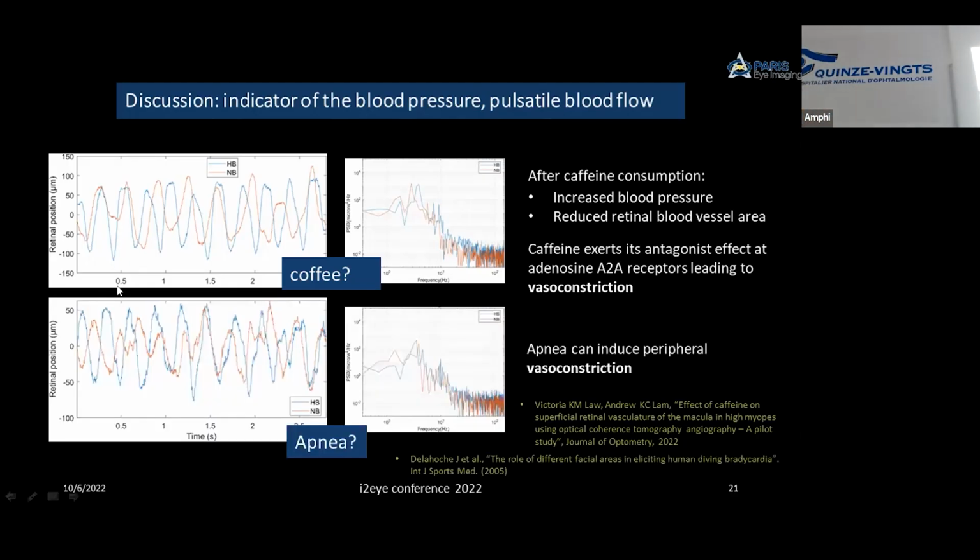And from another subject, we find this interesting behavior just after the breath holding. As shown in this blue curve, it's a uniform oscillation. So in this paper, they say the apnea can also introduce vasoconstriction. So we are thinking this might be also linked to the increase of the blood pressure.